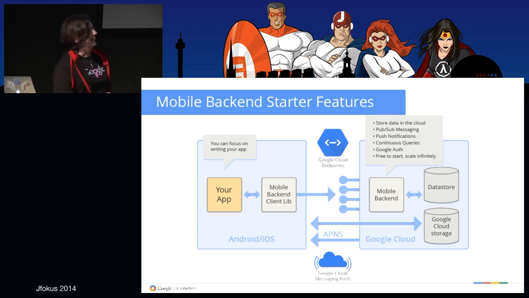On the server side, we have the mobile backend starter component, which talks to the Datastore. And on the client side, we have the mobile backend client library, either for Android or for iOS. And these two communicate with each other over cloud endpoints in one direction, going that way, and either using APNS or Google Cloud Messaging Push, going that way.